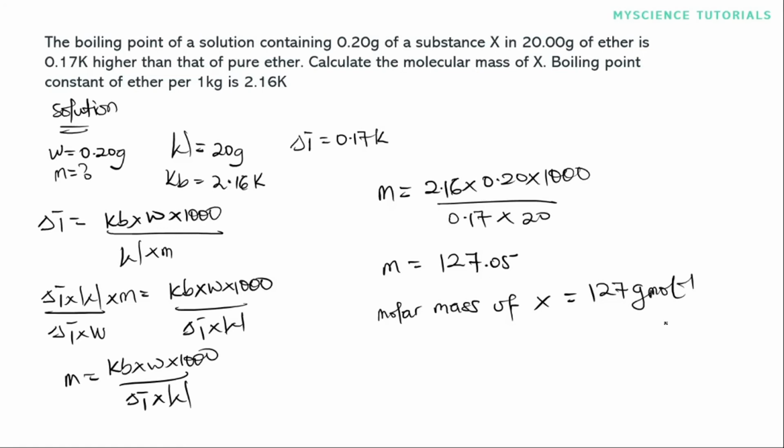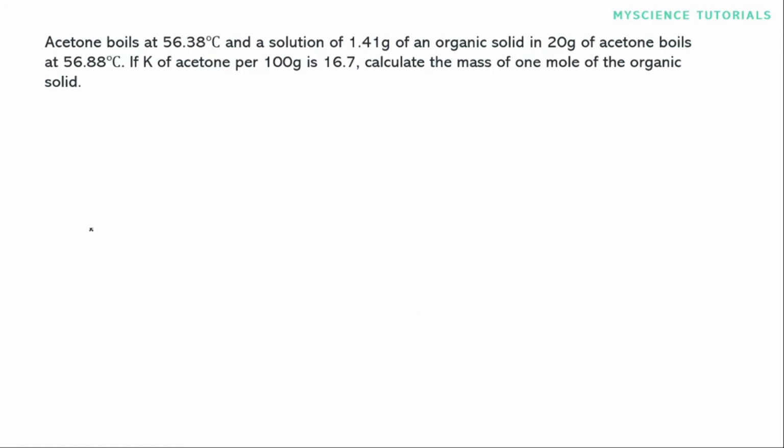Alright, so let's have a look at another example. Example number 2. Acetone boils at 56.38 degrees Celsius and a solution of 1.41 gram of organic solid in 20 gram of acetone boils at 56.88 degrees Celsius. If K of acetone per 100 gram is 16.7, we have to calculate the mass of 1 mole of the organic solid. So let's go ahead and look at our solution.